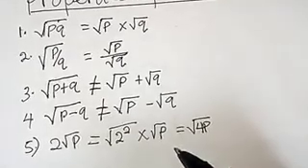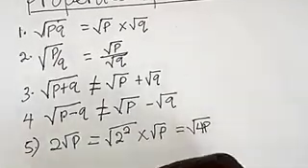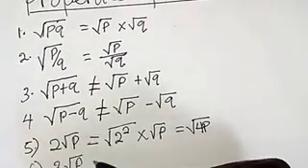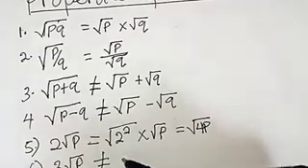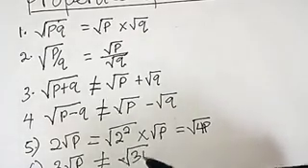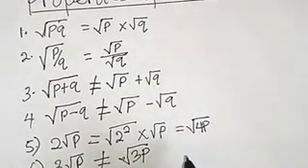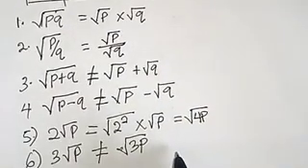Then let me add another one: if you have 3 root P, it is not equal to square root of 3P. So these are properties of surd.